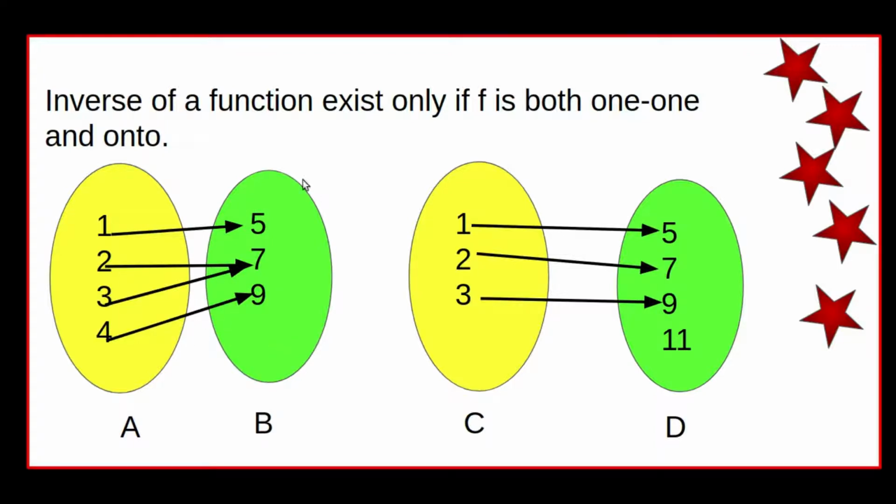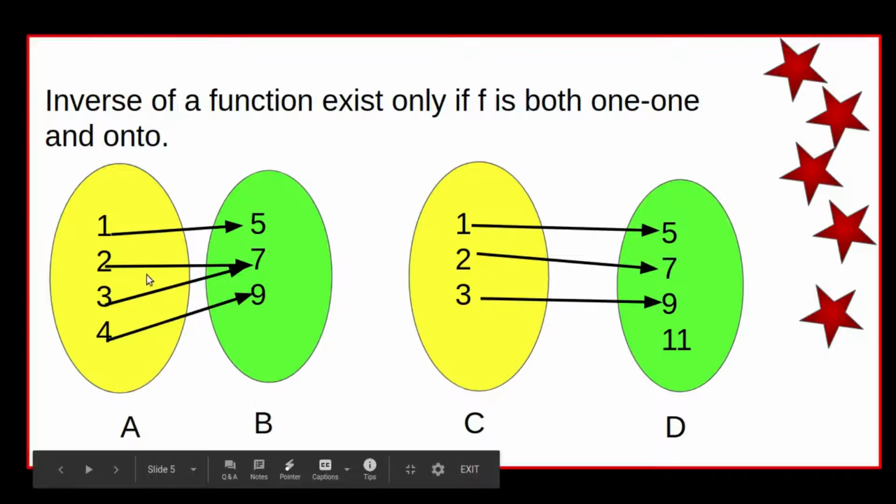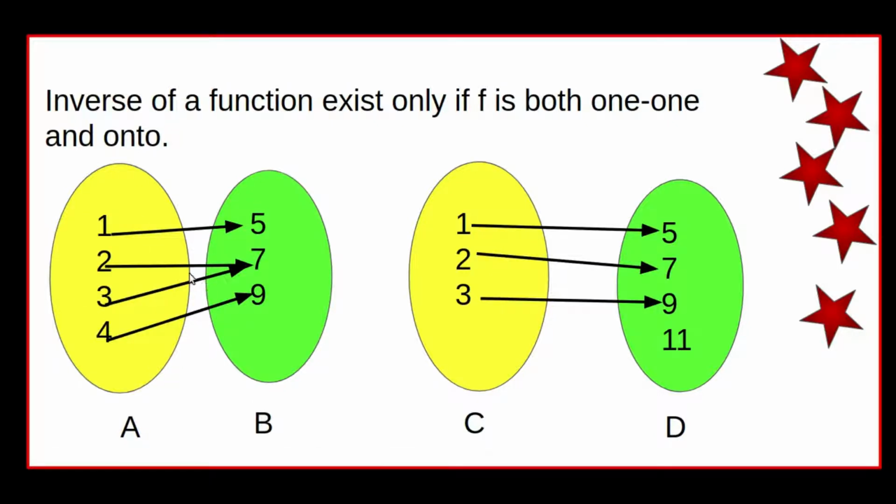If every element of the domain of g has a unique image, then it becomes a function. Here this 7 has two images, 2 and 3. So when we define g from B to A, it is not a function. So this function f is not one-one, and so it is not invertible.